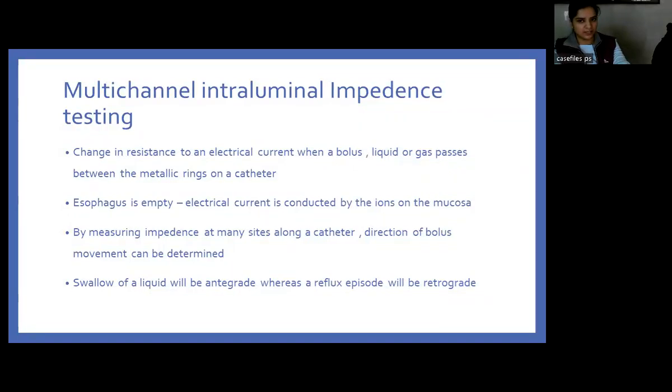We are inserting a catheter with a pH probe along with the metal probe. So whenever there is a bolus, that can be in the antegrade direction in the manner of swallowing, or it can be in the retrograde direction in the form of reflux, that will detect a change in the impedance that will be detected on the tracing of this pH metry.